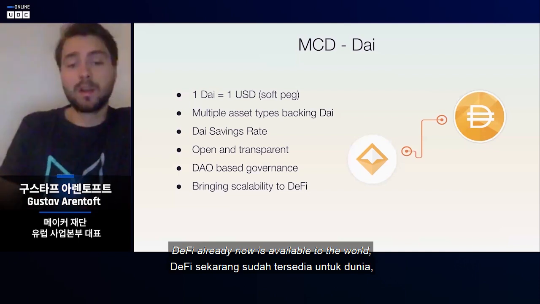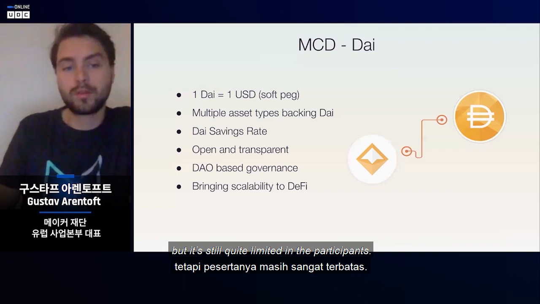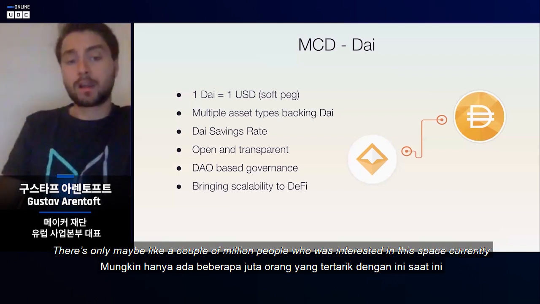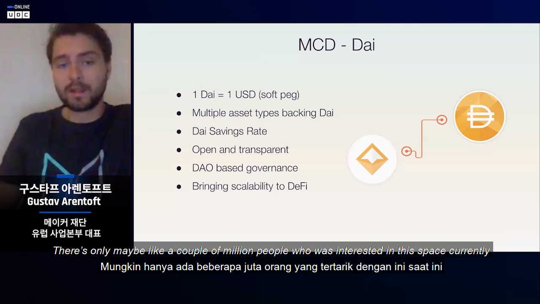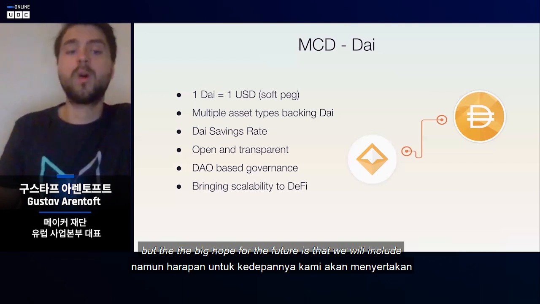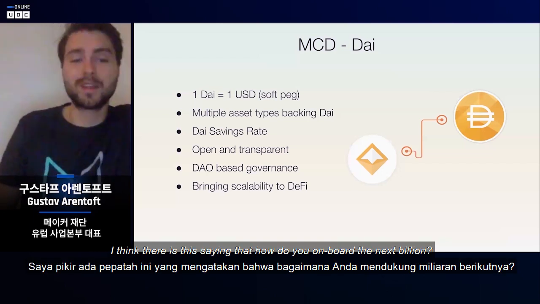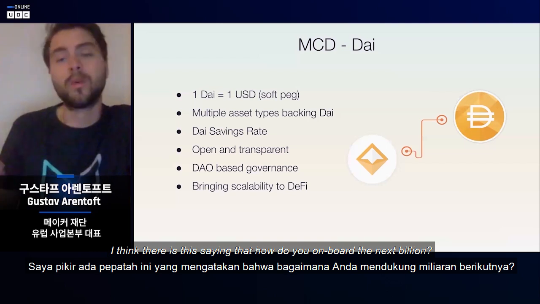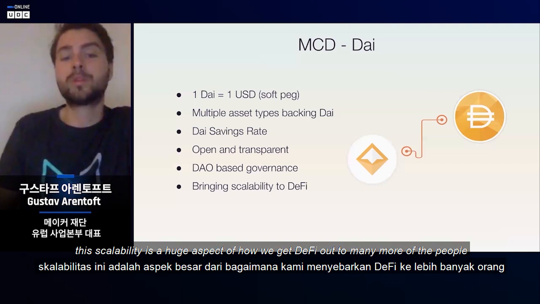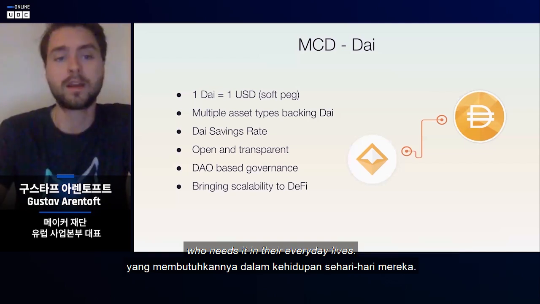DeFi already now is available all over the world, but it's still quite limited in the participants. There's only maybe a couple of million people who are interested in this space currently, but the big hope for the future is that we will include, I think there's this saying, how do you onboard the next billion, right? But the scalability is a huge aspect of how we get DeFi out to many more of the people who need it in their everyday lives.